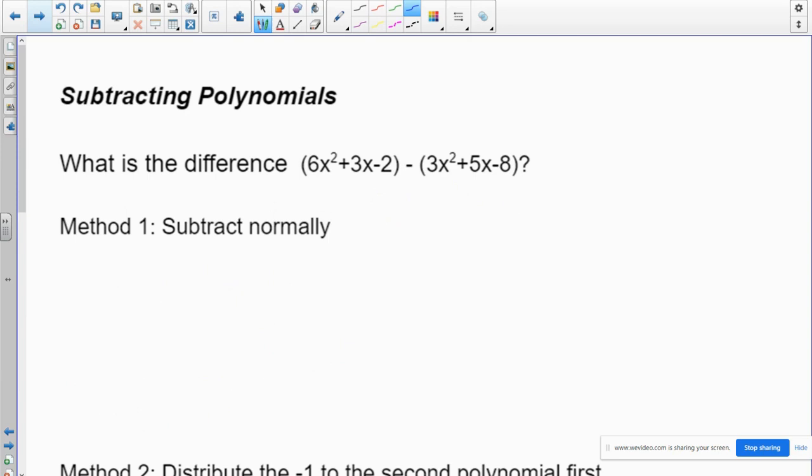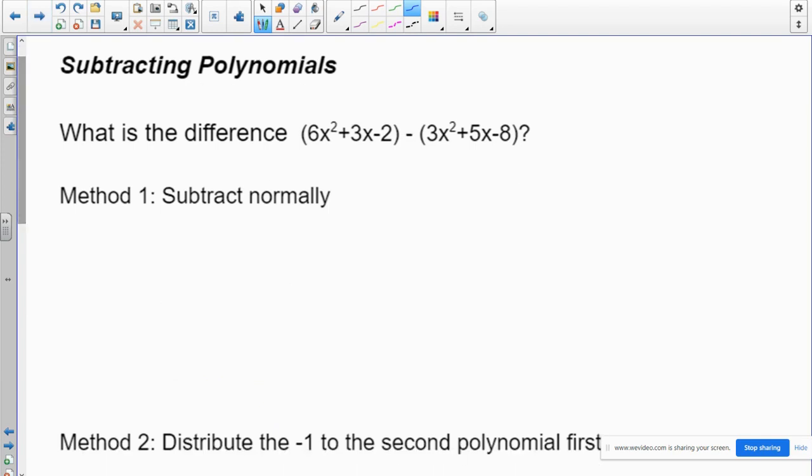Subtraction, same idea. You're still going to line up those like terms if you're doing it vertically, so it's a lot like whole numbers, and it's just like addition, except we're going to, of course, subtract. So the question is, what is the difference? So just subtracting normally, I'm going to do it vertically.